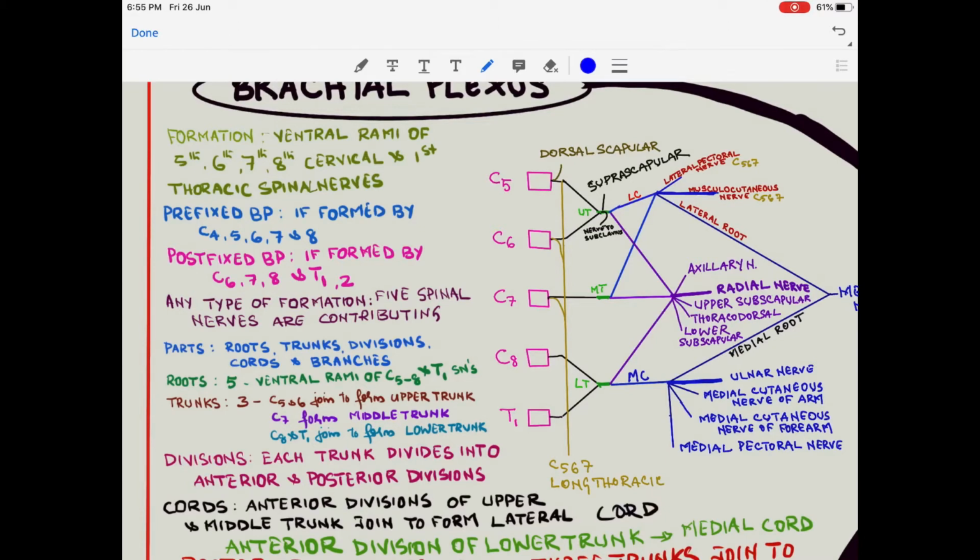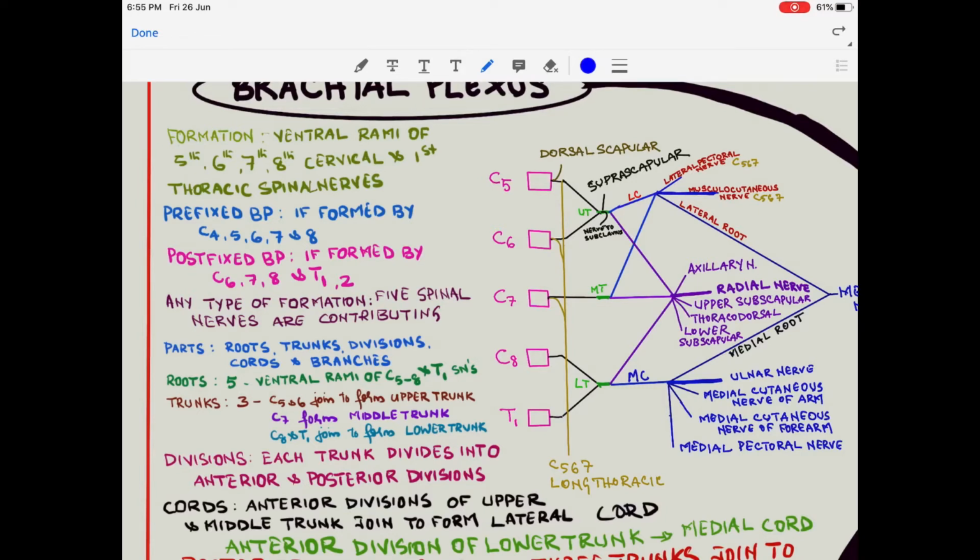Branches we can divide into supraclavicular and infraclavicular. Supraclavicular branches are coming from the roots and upper trunk. From the root, dorsal scapular nerve C5, it supplies the rhomboids major, minor and levator scapulae. Long thoracic nerve from C5, C6 and C7. This supplies the serratus anterior muscle. This nerve is also called nerve of Bell.